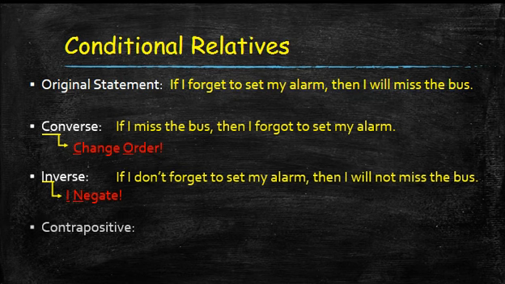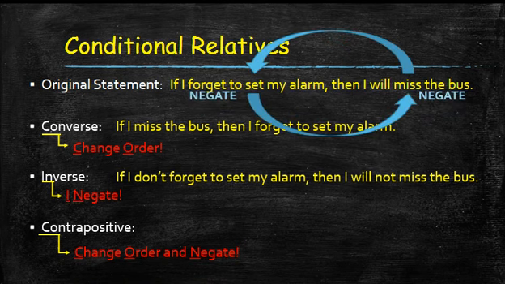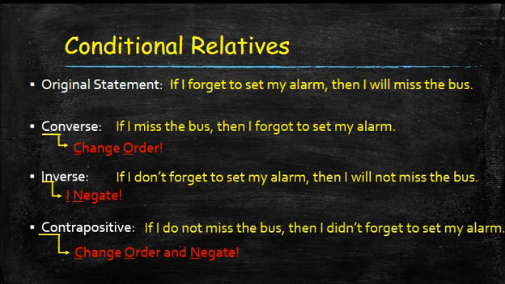Our contrapositive, first letters CON, means change order and negate. So we're flipping the order of our statement and we're taking the opposite. So my contrapositive statement is, if I do not miss the bus, then I didn't forget to set my alarm.